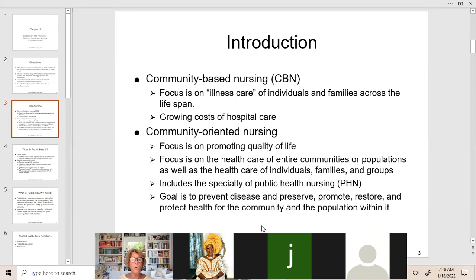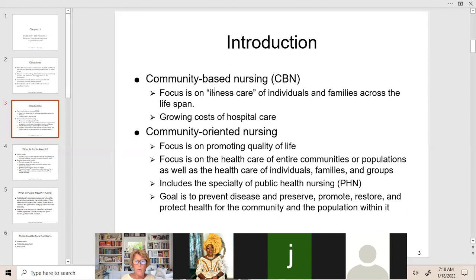I think of it as you're orienting yourself to the community. You're focused on promoting quality of life. You're focused on healthcare of the entire communities or populations. The goal is to prevent disease and promote, restore, and protect health for a community. And I'm going to show you a box in the chapter in the book that breaks it out nicely.